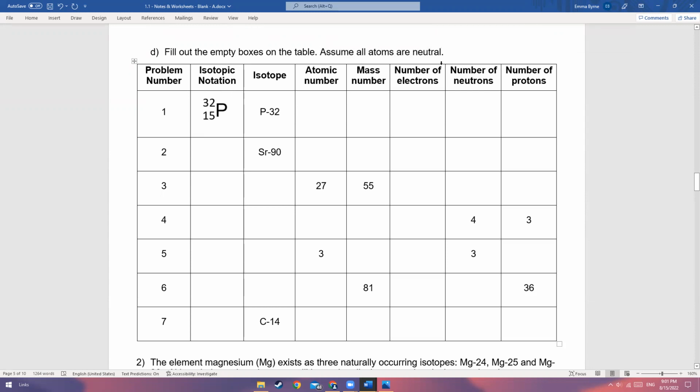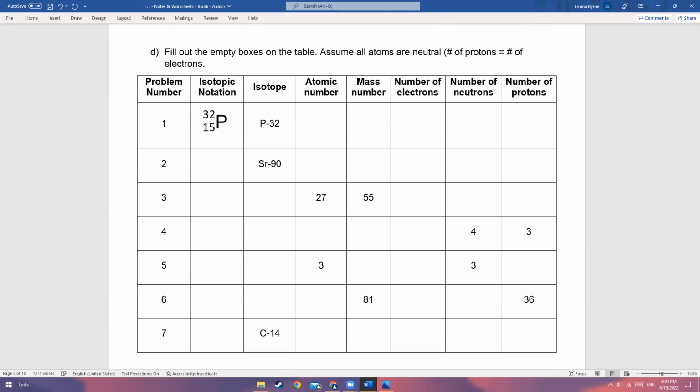And just in case you need that reminder, and it's totally okay to write this out at first, you can write little definitions next to it. So neutral meaning the number of protons equals the number of electrons.